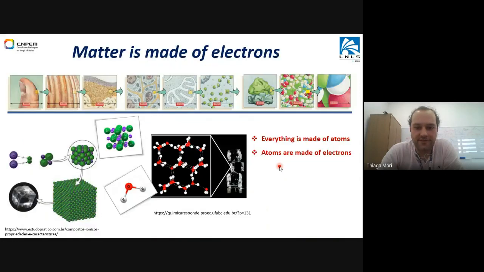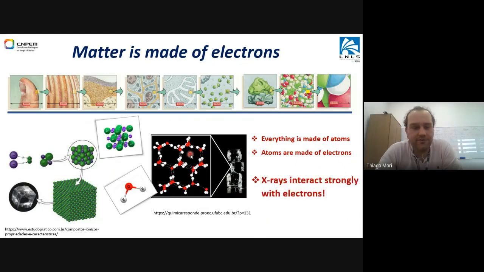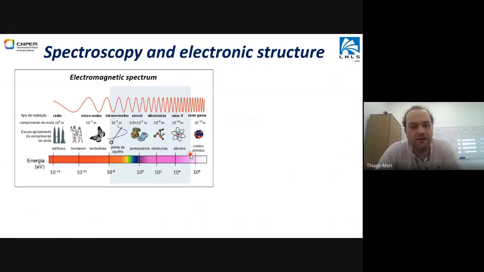So everything starts when we realize that matter, it doesn't matter if you are talking about biological stuff or solid crystals or water, everything is made of atoms, and atoms are made of electrons. And we are very lucky that X-rays interact very strongly with electrons, so that we can use X-rays to probe electrons. And that's the idea when we talk about spectroscopy.